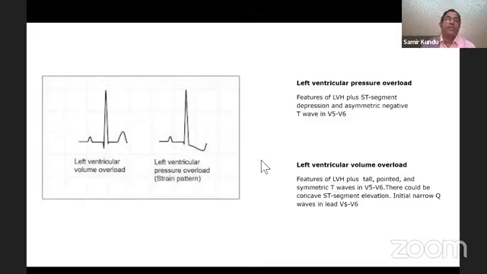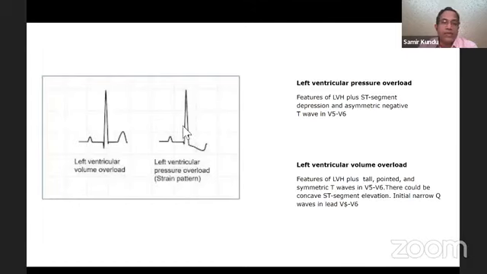Left ventricular hypertrophy occurs in two types: left ventricular volume overload and left ventricular pressure overload. Left ventricular volume overload shows a very tall R wave, ST segment near the baseline or maybe slightly elevated with upward concavity, and a symmetrical upright T wave. There may also be a narrow Q wave. These are the findings of left ventricular volume overload.